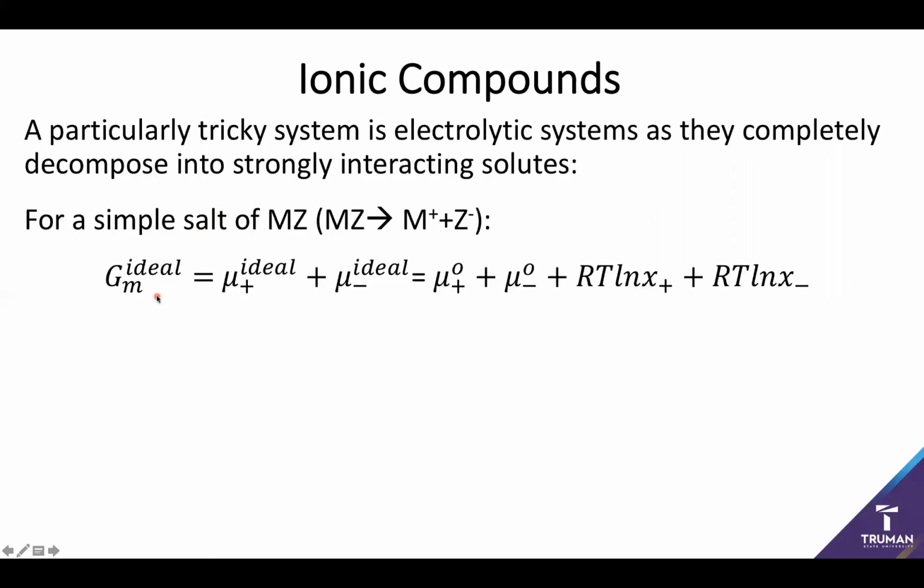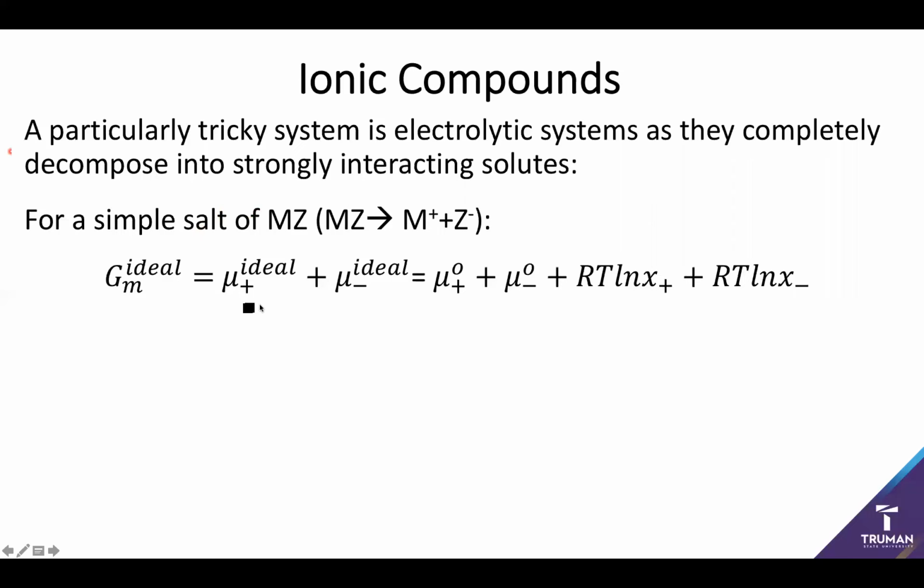And well, in that case, I have to deal with the fact that they are still going to break apart. So I'm going to have the potential energy for my cation and the potential energy for my anion. And of course, they're going to have an associated concentration. So in this case, my cation can be described by its chemical potential plus the correction factor based on its mole fraction, and the same thing for the anionic component.